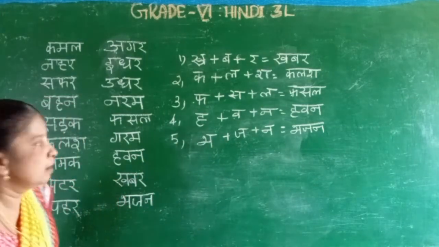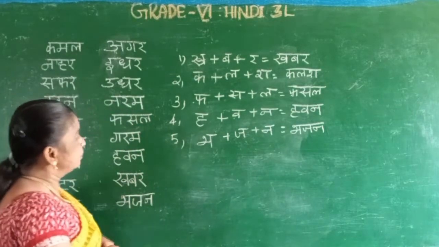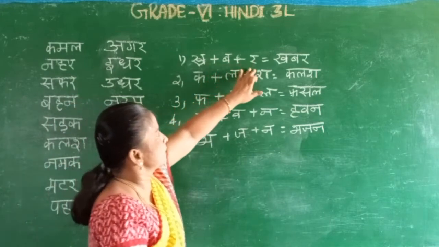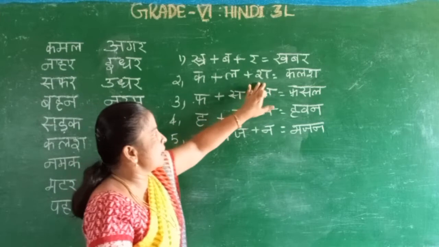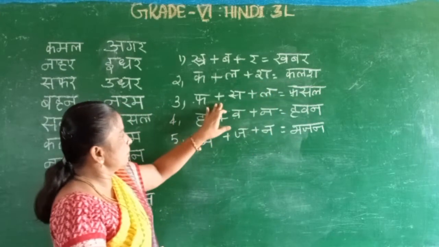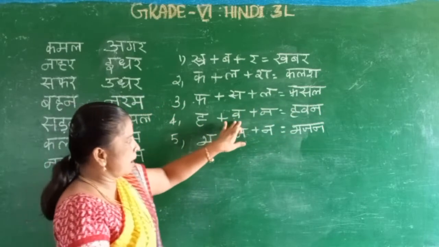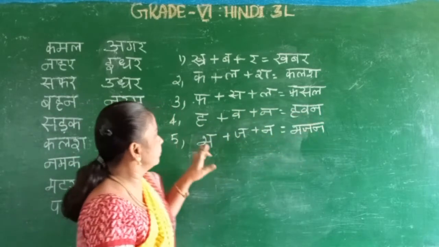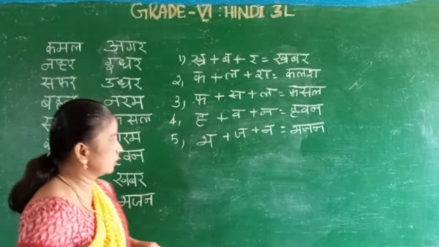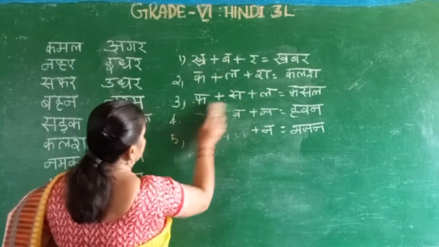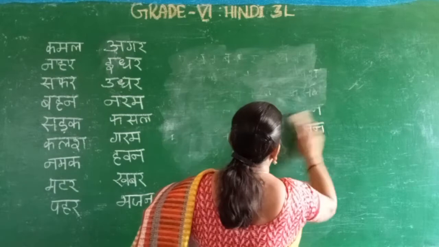And now we are moving to 4-letter words. Once again I revise this. Listen. Ka plus ba plus ra. How to read kabar. Ka plus la plus sa. Colors. Pa plus sa plus la. Fasal. Ha plus va plus na. Havan. Ba plus ja plus na. Bhajan. And next now we are going to learn 4-letter words. How to pronounce that 4-letter word.